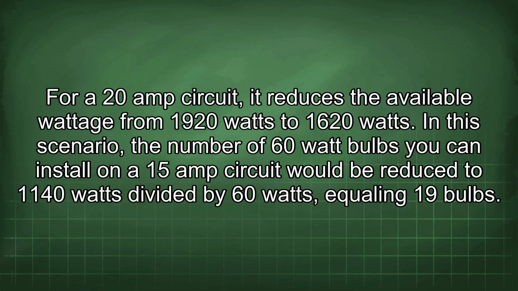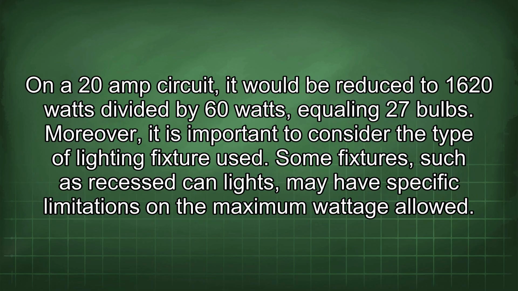In this scenario, the number of 60-watt bulbs you can install on a 15-amp circuit would be reduced to 1140 watts divided by 60 watts, equaling 19 bulbs. On a 20-amp circuit, it would be reduced to 1620 watts divided by 60 watts, equaling 27 bulbs.